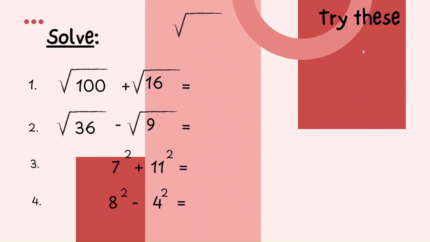Now we will see a few sums. Square root of 100, 10 tens are 100, so this is nothing but square root of 10 into 10 plus square root of 4 into 4. When we have to remove the square root, we will take out only one number, that is equal to 14. Square root of 100 is 10. Square root of 16 is 4. You can do it directly also.